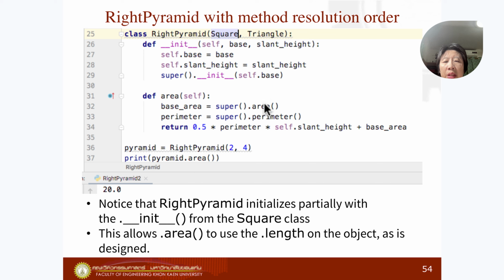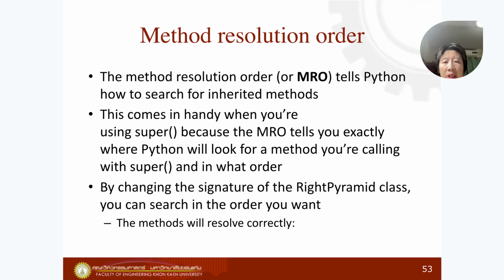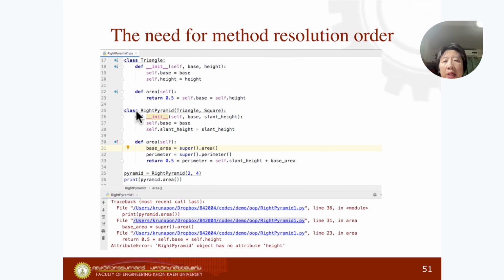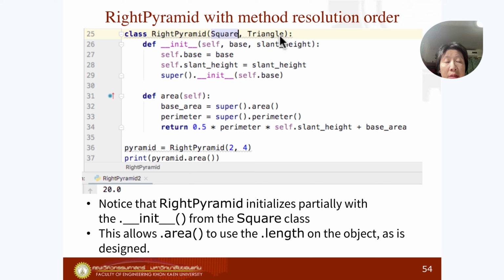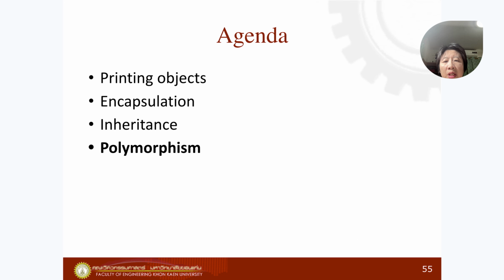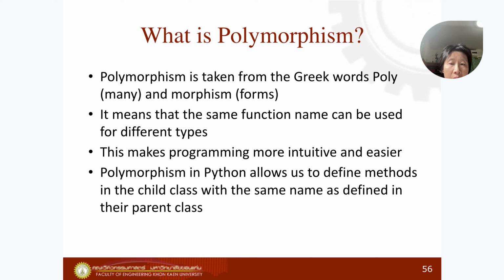So now the area will call the area of square which has height, right? And so then there won't be the problem as before, and this area will use length of the object. But before there's the problem because here we say right pyramid, triangle and square, but here we specify right pyramid, square and triangle. So in this case, if square and triangle have area method, if you call the method area, it will use square first. Okay, let's see the last topic, which is polymorphism.